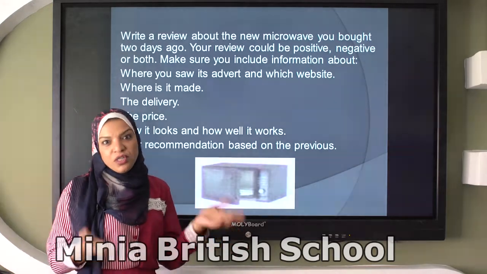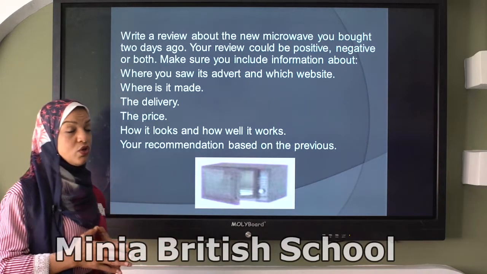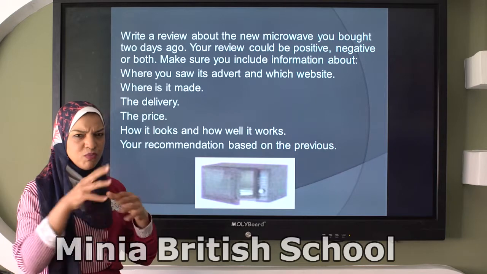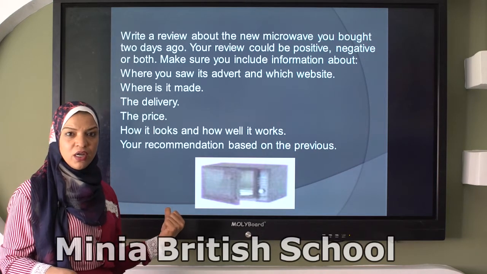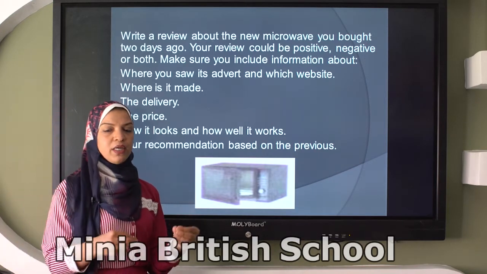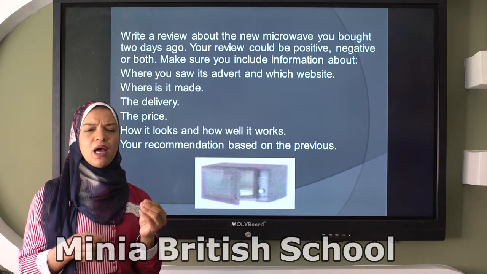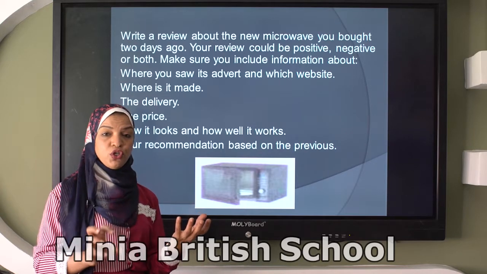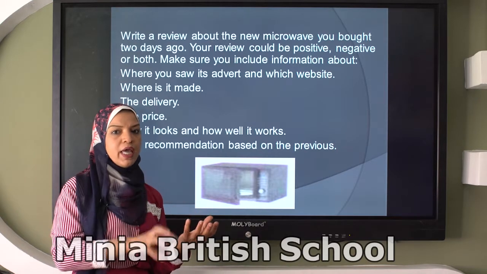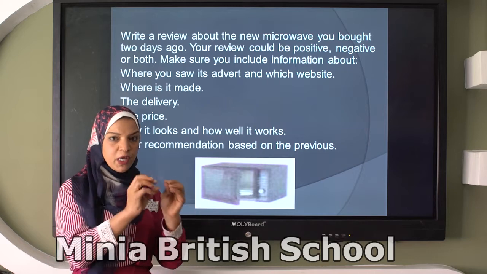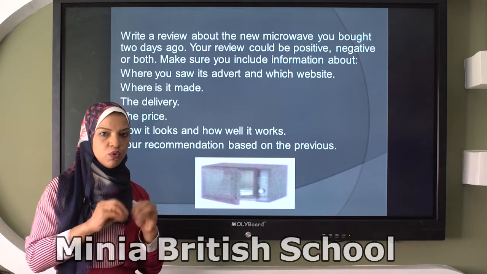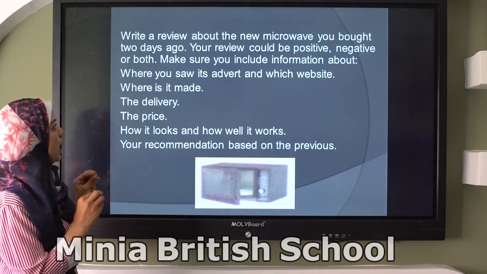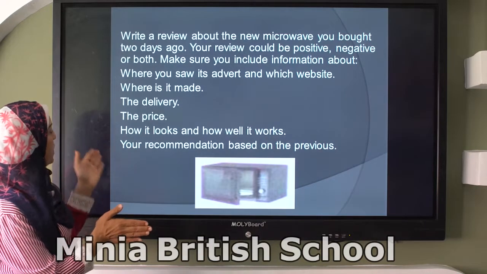It saves electricity, for example. It looks good and the color matches the kitchen. That's another thing. So I'm just giving you ideas. So right here, it's okay to write a positive and a negative review at the same time, but pick up the points in which you have to show positivity, and quite the opposite, pick up the points in which you have to show your negativity about something. Your review could be positive and negative, or both.